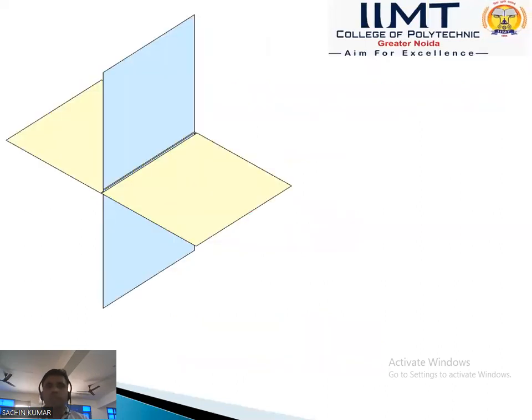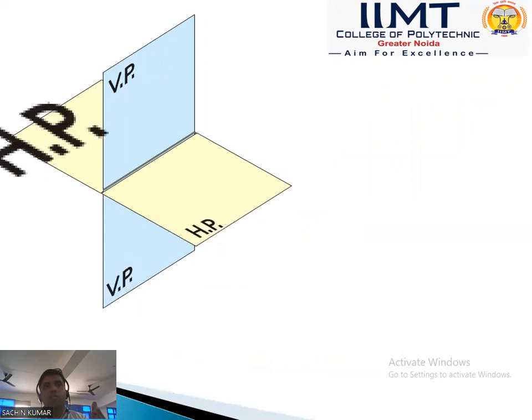Next, that is the fourth quadrant. In case of engineering drawing, that is the vertical plane. We discussed in the previous slide: that is the vertical plane, that is the horizontal plane, and that is the XY line. The XY line is the line of intersection between the horizontal plane and the vertical plane.